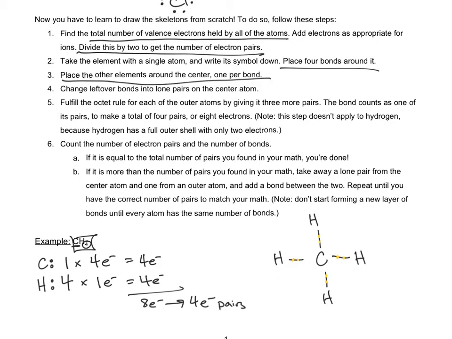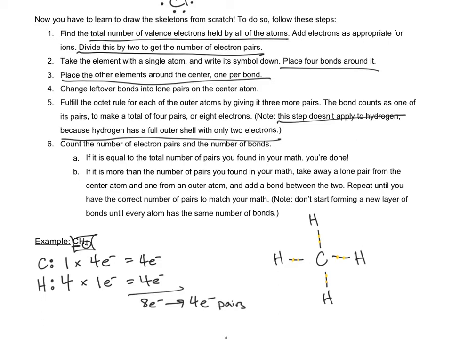Number 5. Fulfill the octet rule for each of the outer atoms by giving it 3 more pairs. The bond counts as one of its pairs to make a total of 4 pairs, or 8 electrons. However, this step does not apply to hydrogen because hydrogen only needs 2 valence electrons to be full.